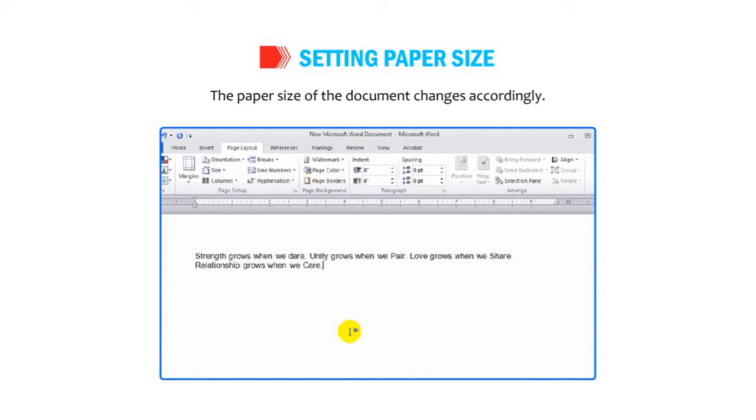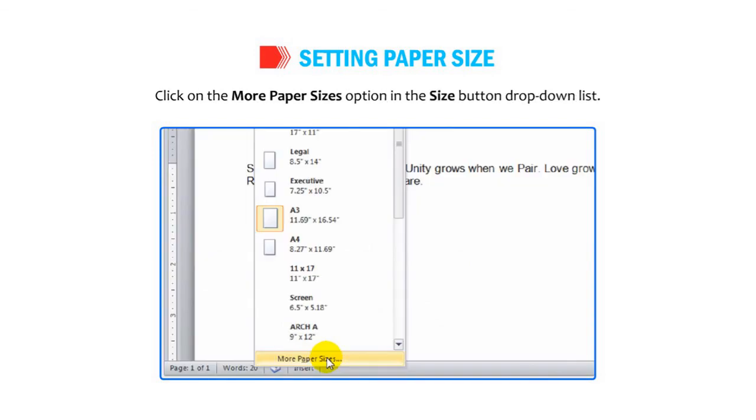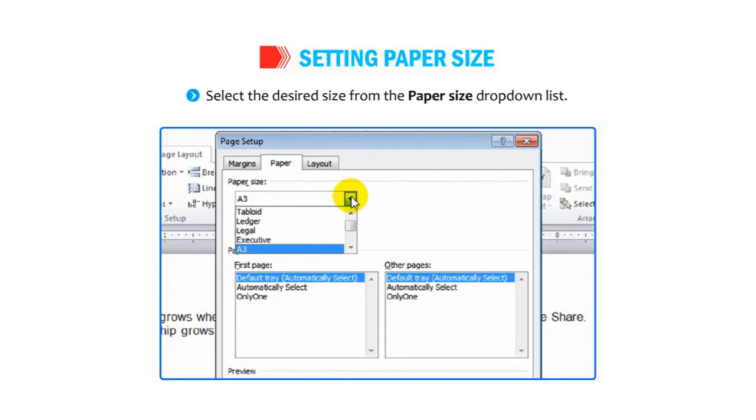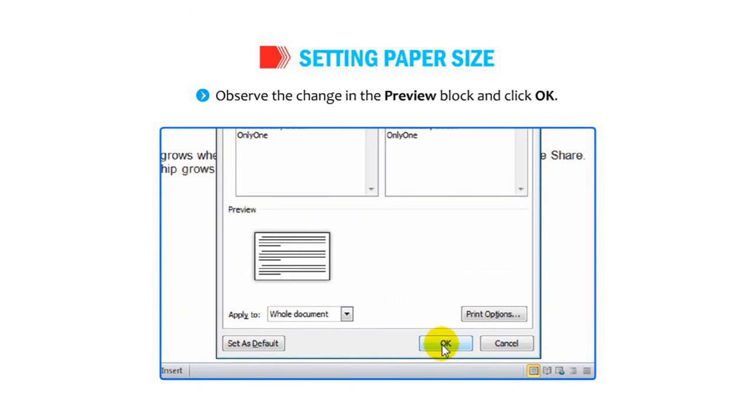Or click on the More Paper Size option in the Size button drop-down list. The Page Setup dialog box will appear. Click on the Paper tab. Select the desired size from the Paper Size drop-down list. Now observe the change in the previous block and click on OK.